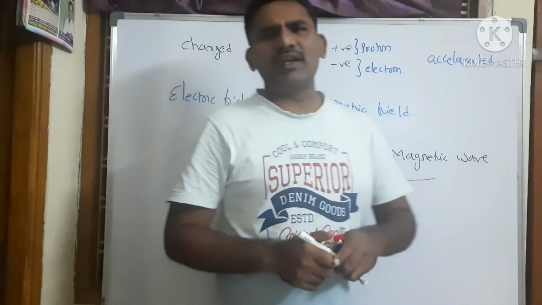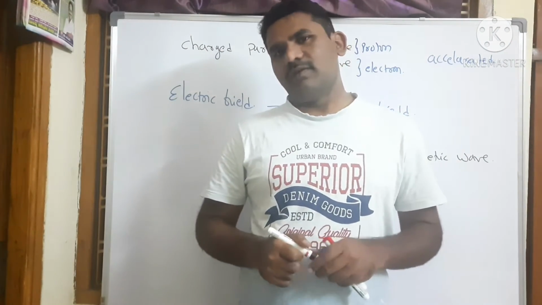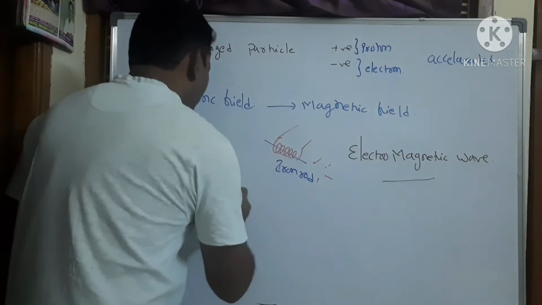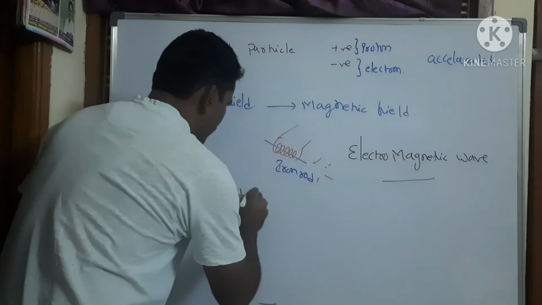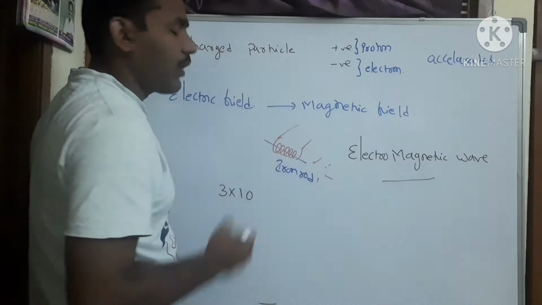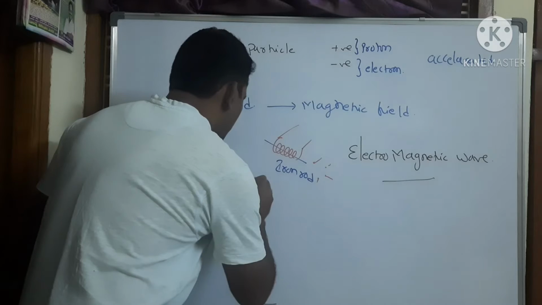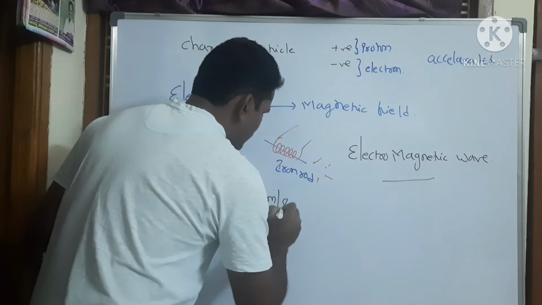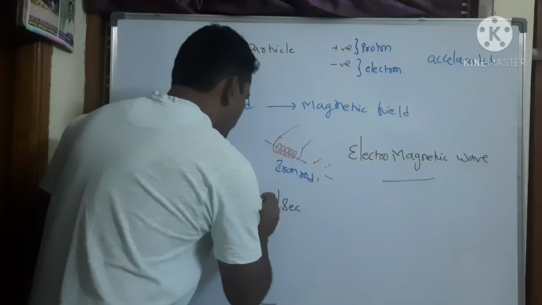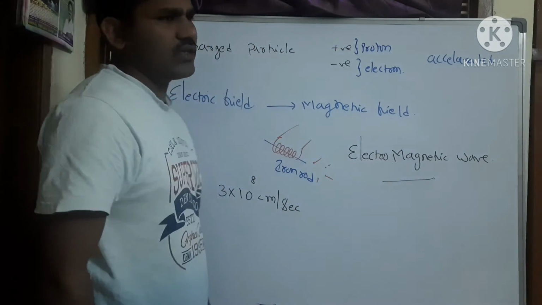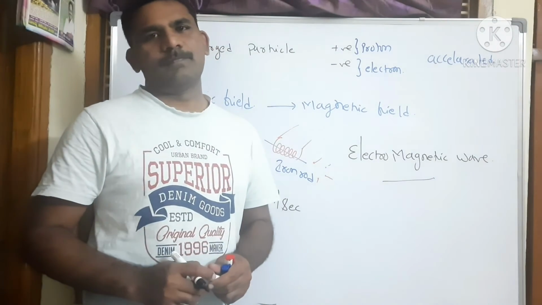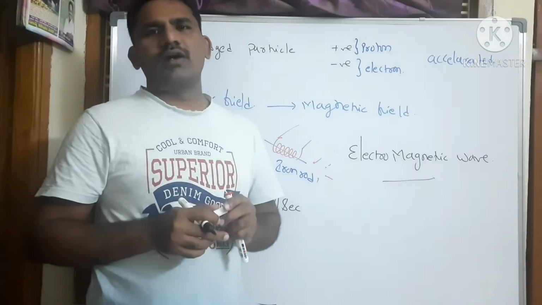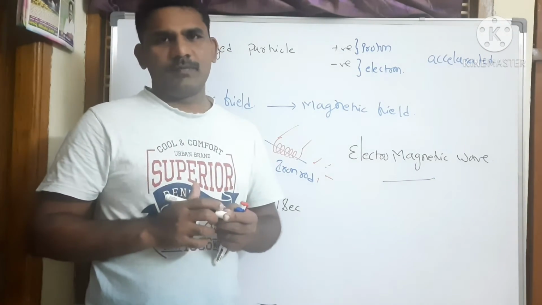This electromagnetic wave propagates with the speed of light. I think all of you are aware that light propagates with a speed of 3 into 10 power 8 meters per second. Sorry, 3 into 10 power 10 centimeters per second, or 3 into 10 power 8 meters per second. With the same speed, this electromagnetic wave will be propagating.